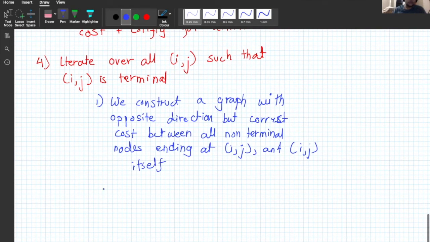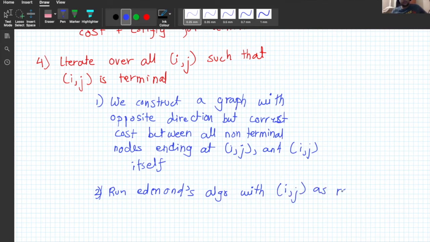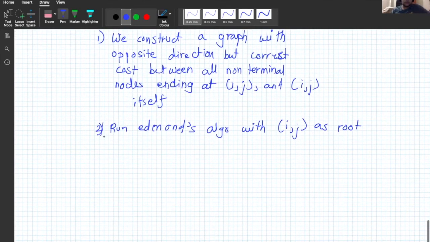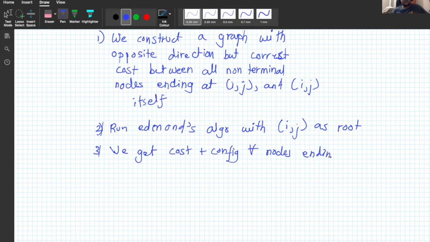Then we will run Edmonds' algorithm on this, with ij as the root of the tree, and then we get cost and config for all nodes ending at ij.